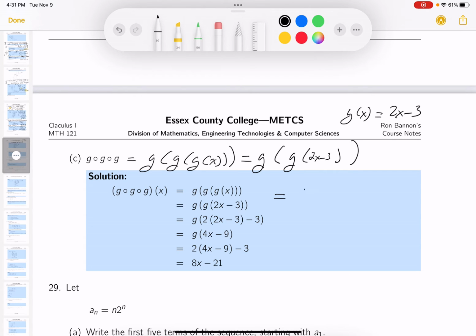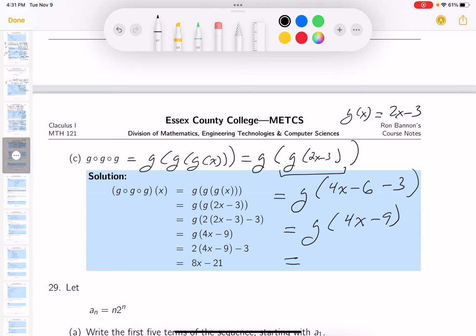Let's keep going. What do you get over here? Well, I'm going to do this thing on the inside now. What does g do to the argument? It doubles it, which would be 4x minus 6, and then it takes 3 away from it. Well, let me write that down for you. That's going to be g of 4x minus 9.